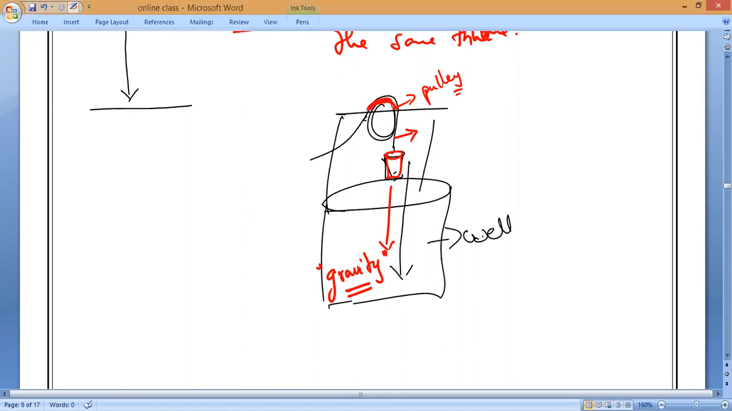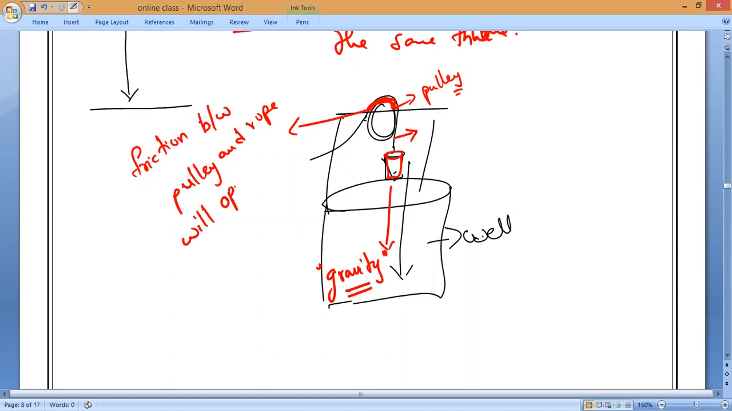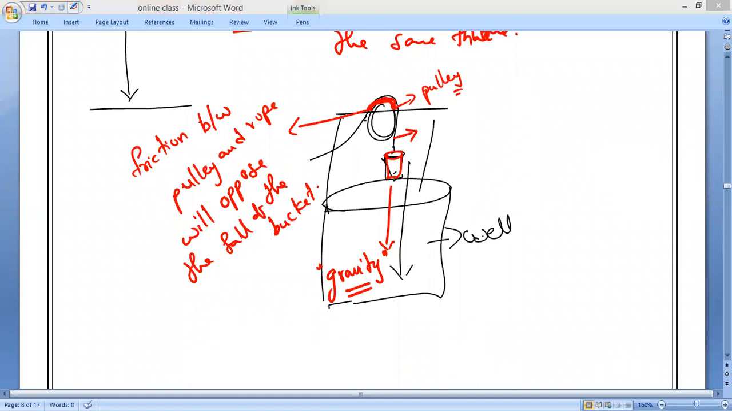Understanding? Frictional force between the pulley and rope will oppose the fall of the bucket. Yes or no? But still the bucket will fall down. Why will it fall down? That is my question. Because acceleration due to gravity is more. Do you understand? So that is what will happen.